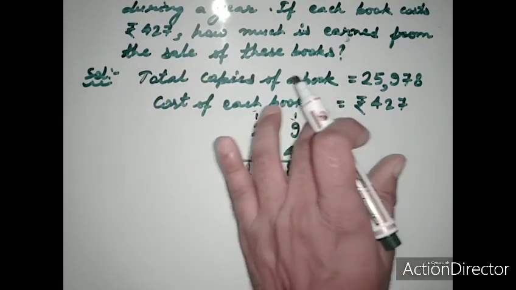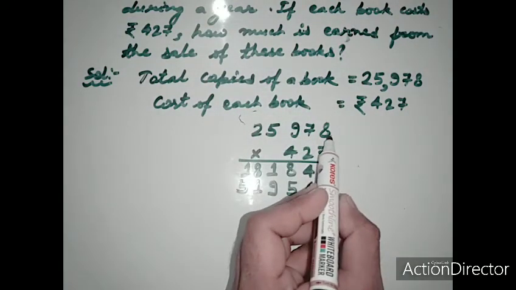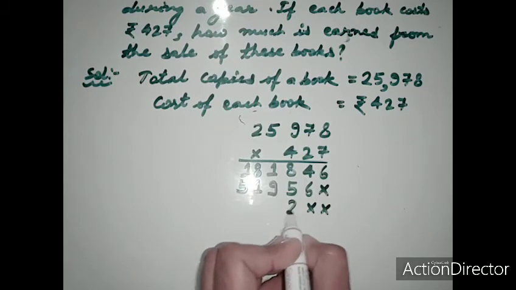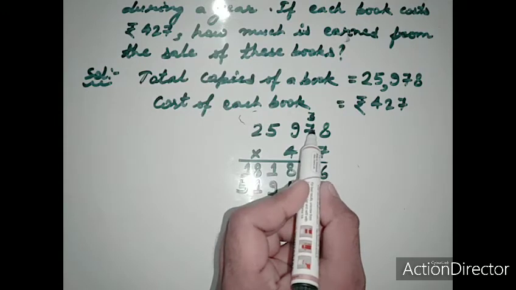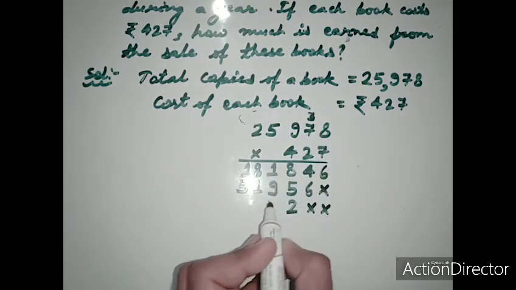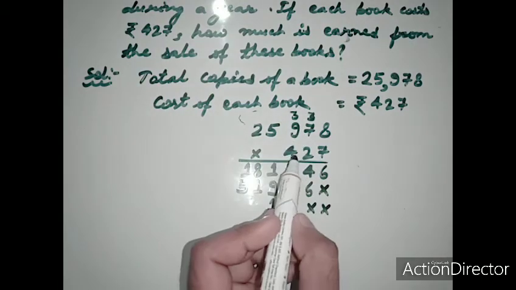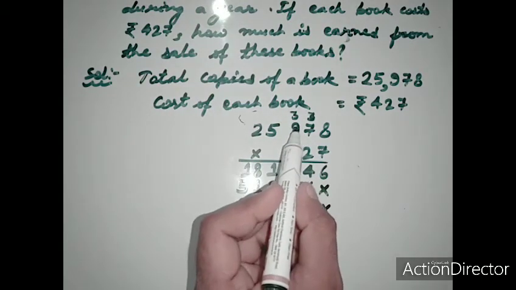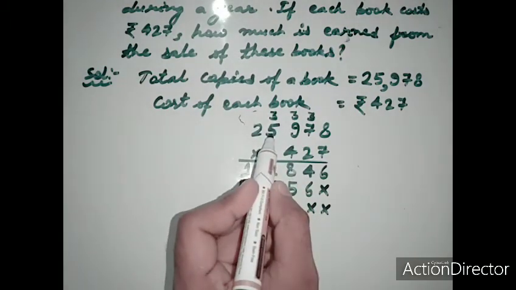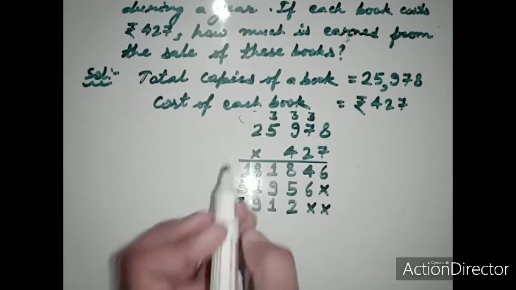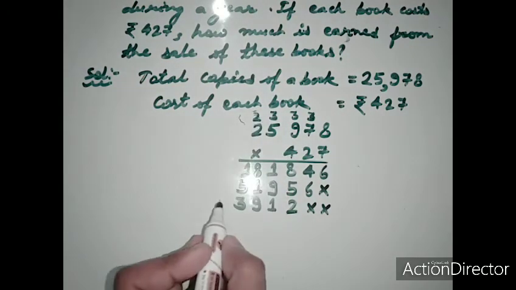Now 4 8s are 32, 2, 3 carry here. 4 7s are 28, 28 plus 3, 31, 1, 3 carry here. 4 9s are 36, 36 plus 3, 39, 9, 3 carry here. 4 5s are 20 plus 3, 23, 3, 2 carry here. 4 2s are 8, 8 plus 2, 10.